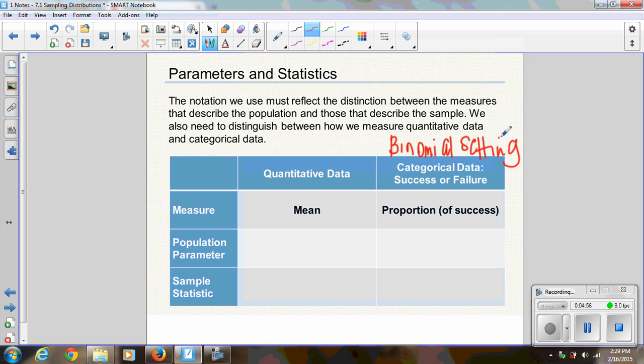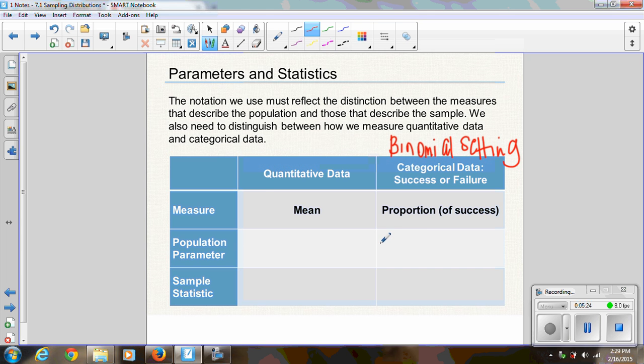So in this course, we're going to be dealing with values that can be averaged, and so we'd be dealing with a mean, or we're dealing with a binomial setting and we're dealing with a proportion of success. And so those are the two types of measures that we're going to be calculating from a sample. And it's going to be really important to be able to distinguish between the two, because the distributions that we use for the mean and the proportion are different. And so we need to be able to distinguish between the two.